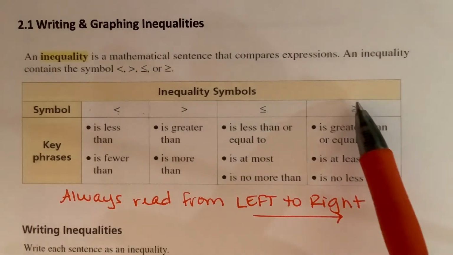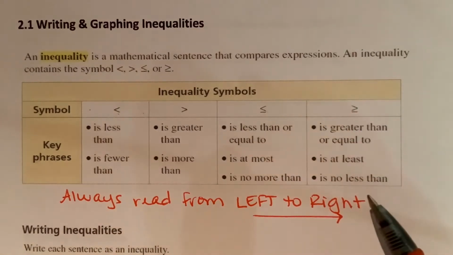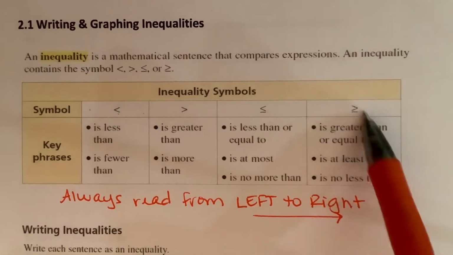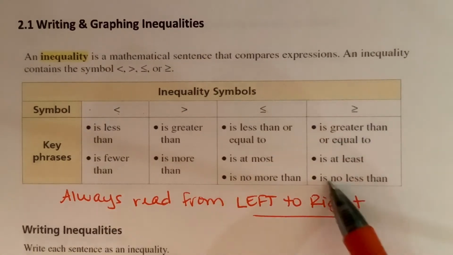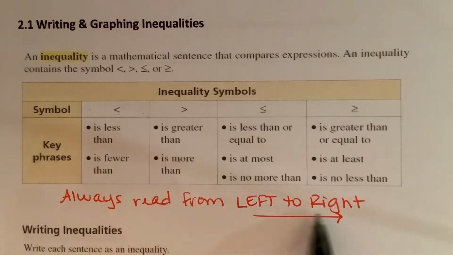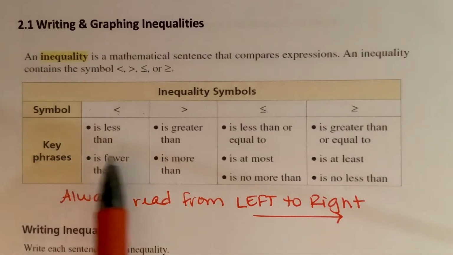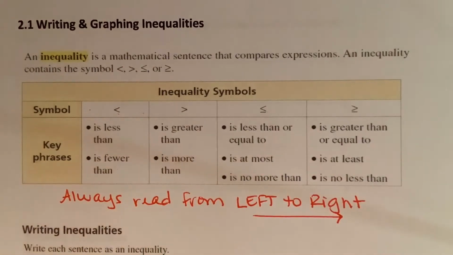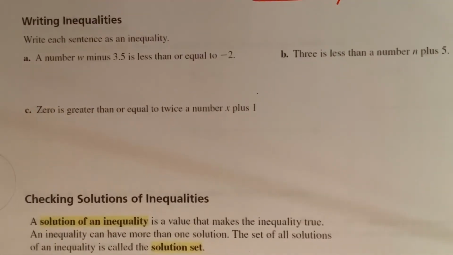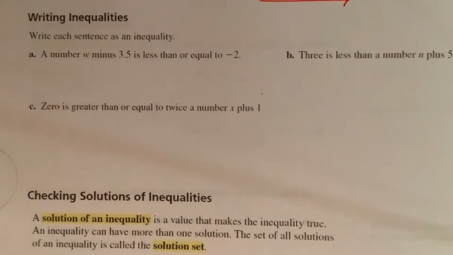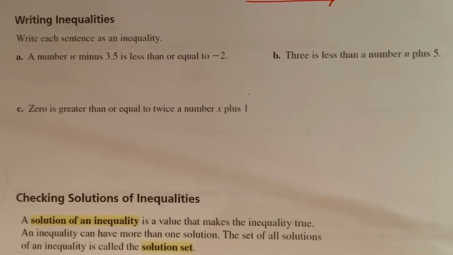And then we can also say is no more than. And then opposite of that, we have greater than or equal to. We can also call that a phrase we could use to describe this is at least. And then is no less than. But it is very important you always read from the left to the right, just like words on a page. So when we write our inequality, and we'll have some examples here, we want to use our symbols correctly. So we're going to use that little table that I just showed you.